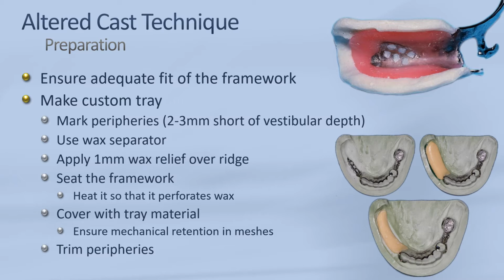Once we get that framework, we would try it in the mouth, make sure everything is good, do any adjustments as required. Once this is done, a spacer will be placed between the metal framework and the cast for the impression. And a tray will be fabricated around the edentulous area using some cold cure acrylic. The peripheries will be trimmed exactly the same way as we would for any other custom tray. And this will be used to take the impression in the mouth.